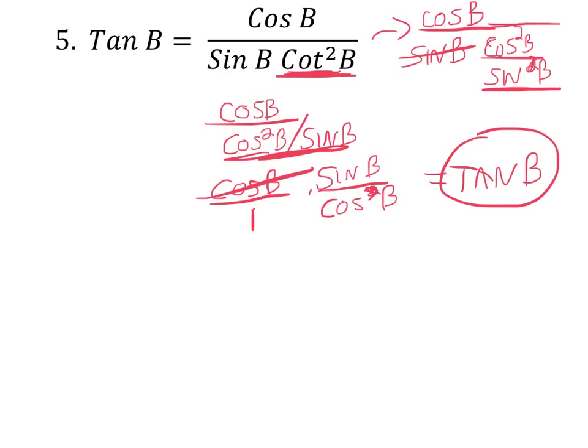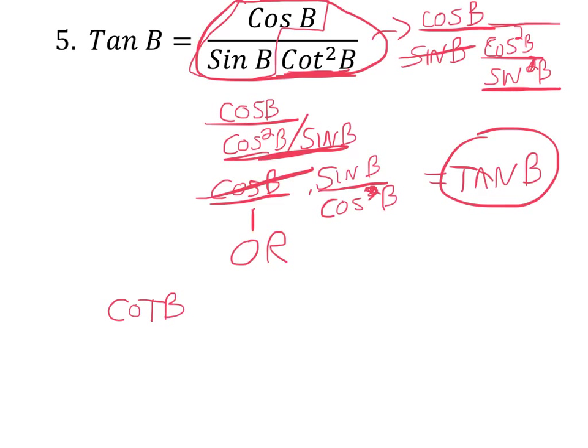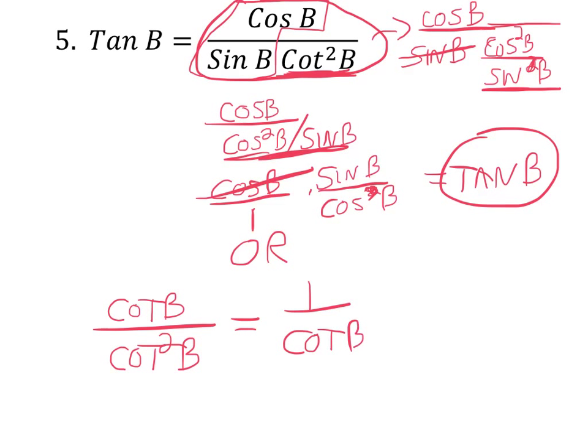Now that's the way we've been doing most of these. Here's another way to look at it. There's always other ways to look at it. If I looked at this right here, well actually let's just focus on this. Cosine over sine, that's cotangent. So this is another way of doing it. I could say that's cotangent of b in the top, and I just put it over cotangent squared of b. And cotangent over cotangent squared is 1 over cotangent, which is the same as tangent of b.